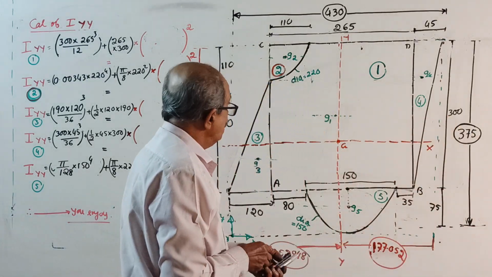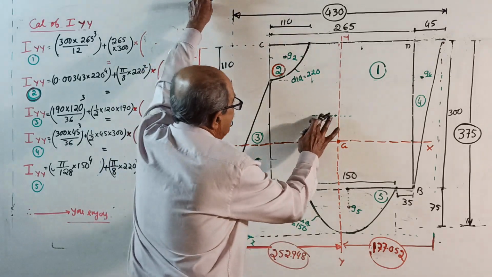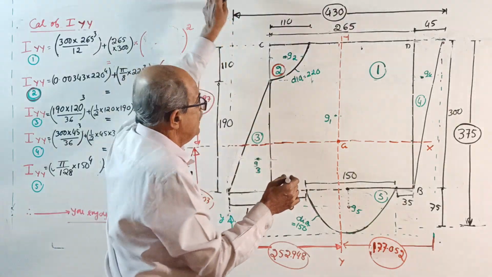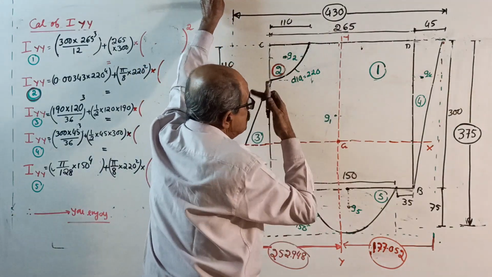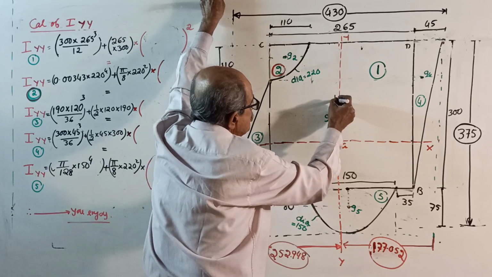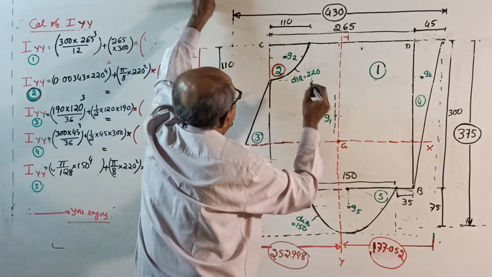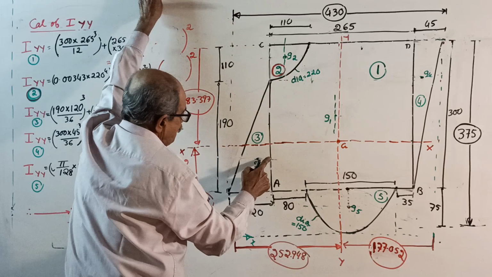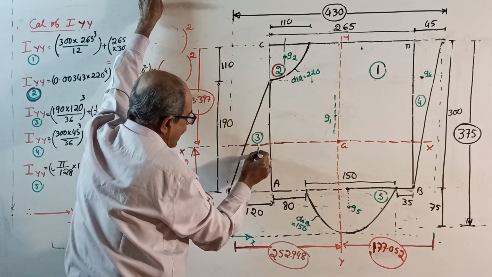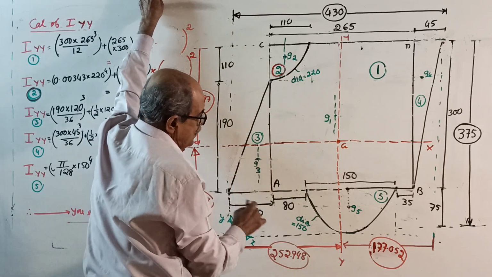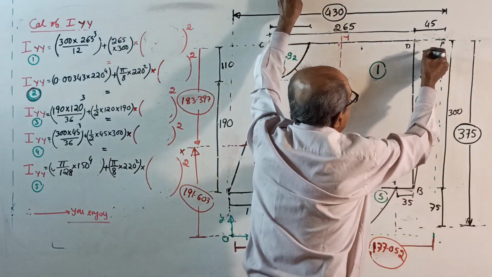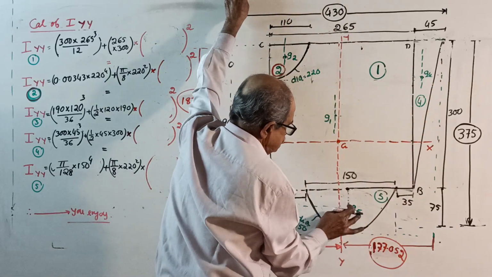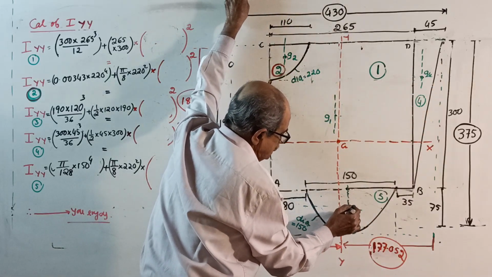The pen cap fell down. Okay, see, start. Now I remove, see, do one thing, you take pencil and remove the previous one. See, I about YY. So for figure 1, its own centroidal axis is here. For figure 2, its own centroidal axis is here. Figure 3, its own axis is here. Figure 4, its own centroidal axis is here. Figure 5, see, this is its own centroidal axis.